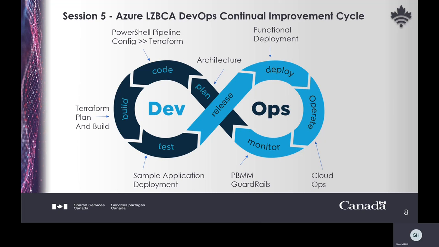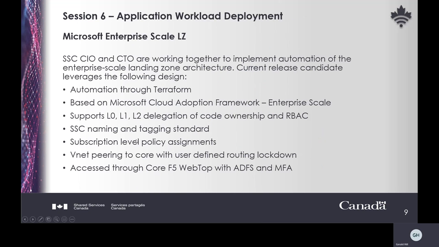All right, so session 6. So this is really where we implement the CAF and more specifically the Microsoft Enterprise Scale Landing Zone. So this is pretty neat stuff, pretty fun to play with. We worked very closely with the CIO, so the CIO and CTO worked close to implement automation of this Enterprise Scale Landing Zone architecture. So the current release leverages the following design. So once again, we leverage the automation through Terraform. Based on the Microsoft Cloud Adoption Framework, Enterprise Scale, we support L0, L1, L2, delegation of code ownership, and RBAC. So I'll just dive a little bit into that.